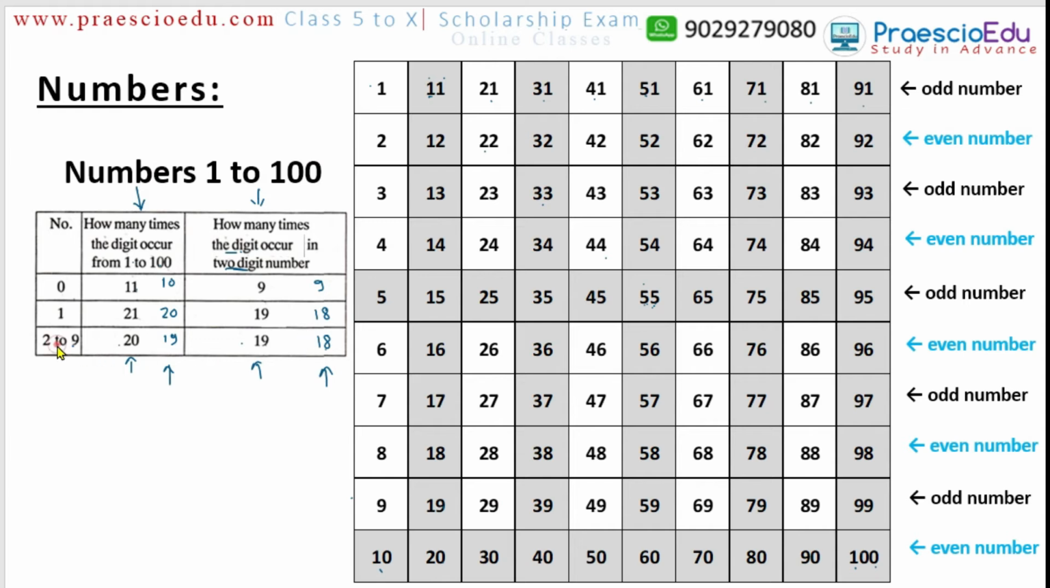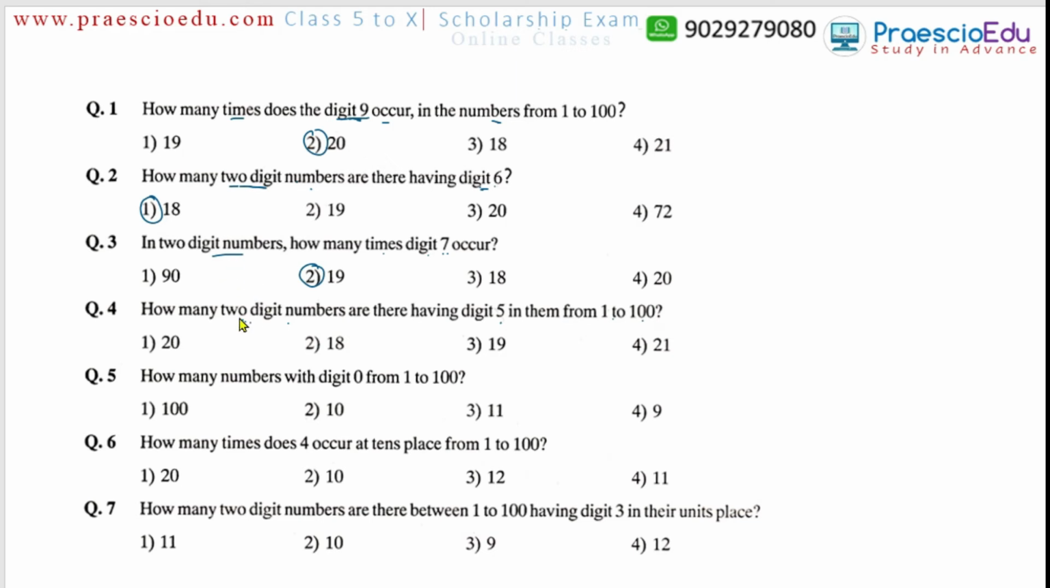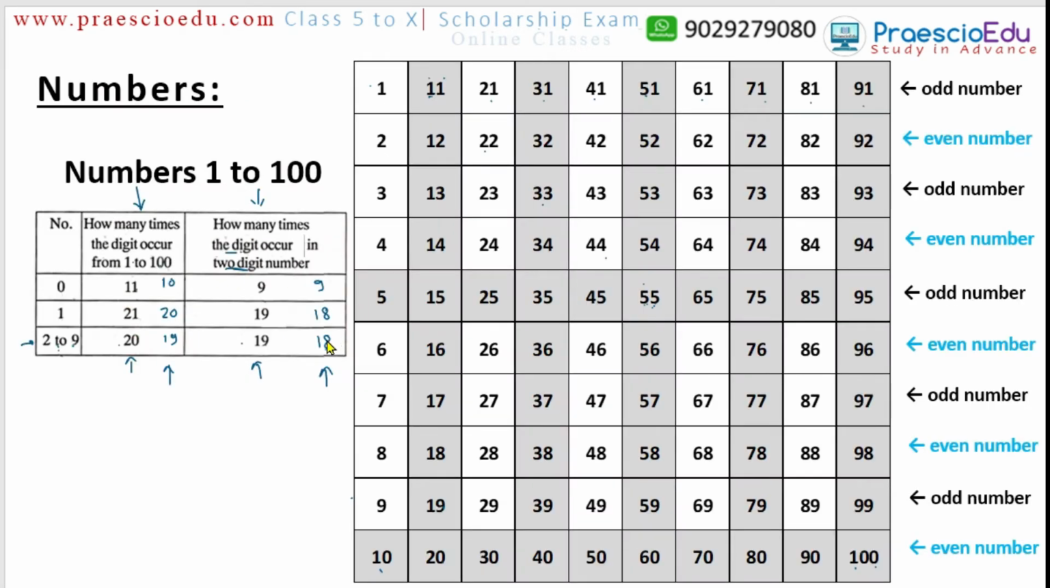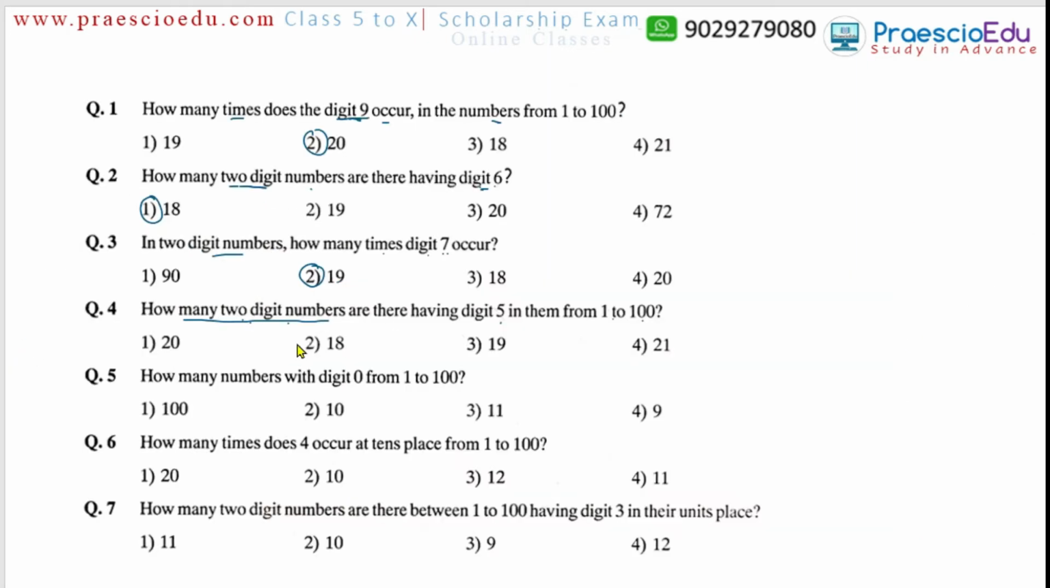So 5 digit belongs to 2 to 9, and we have to count the numbering, because in the question, if you see the two digit number, how many two digit numbers? Okay, so 5 digit here and two digit numbering here. Okay, so 18. So the answer is 18, option number 2.